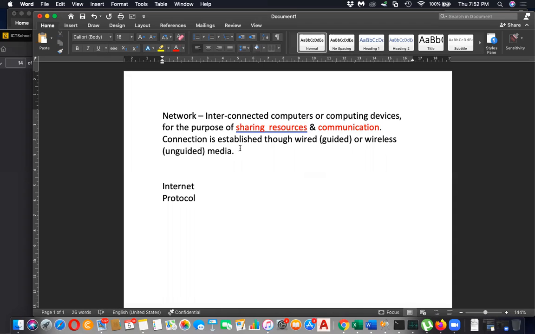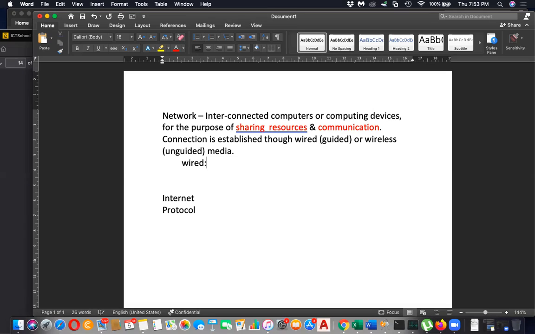Can you give a few examples for wired and wireless media? Wired media. What kind of wired media can be used? Yeah. What kind of wired? There are three basic things which can be used. Yes. But that is not related to this.